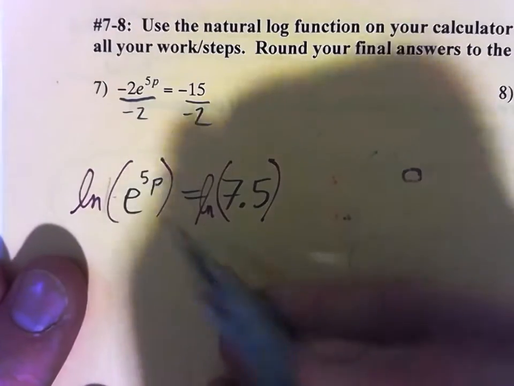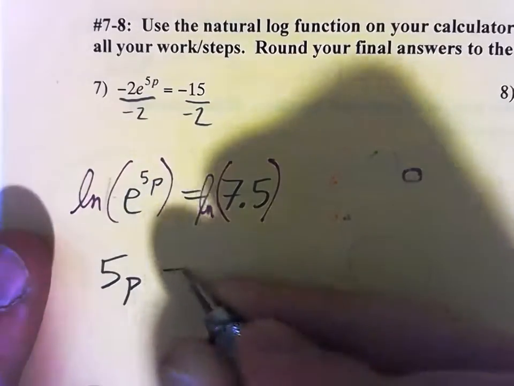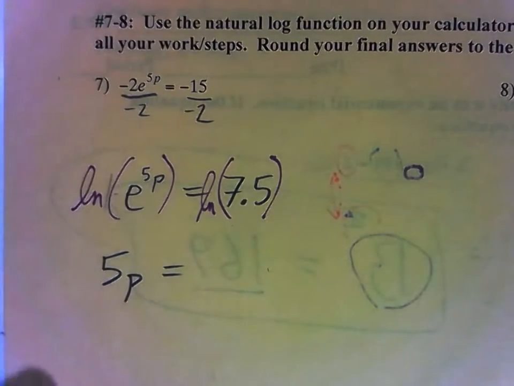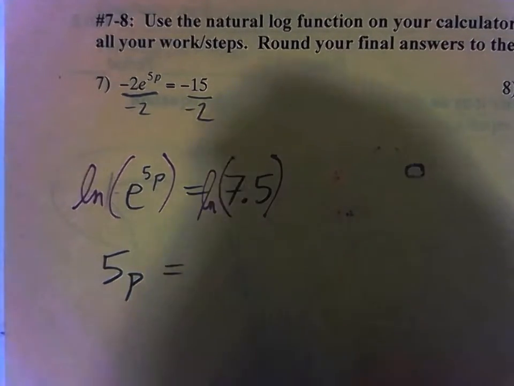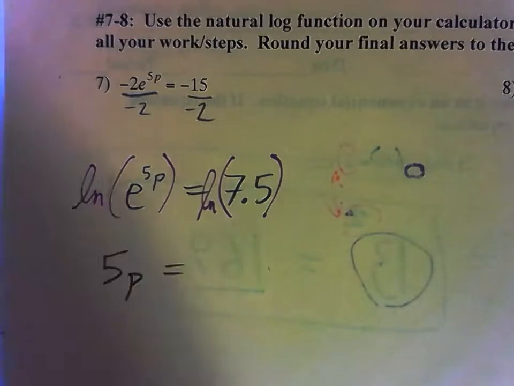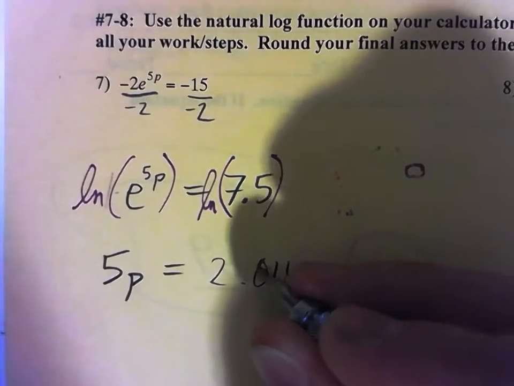So natural log will cancel e to the power and just leave what the power is. Hopefully that made sense. Okay, natural log button on your calculator to get ln 7.5, that's 2.0149.